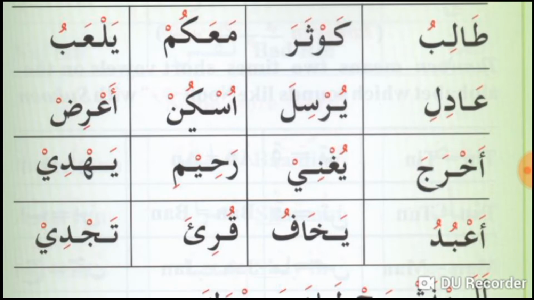Kaf Fata Ka. Okay, here we go. Kaf Fata Wow Sukoon. Kau. Correct. Ta Fata Ta. Ra Fata Ra. So it's Kau Ta Ra. Kau Tara.